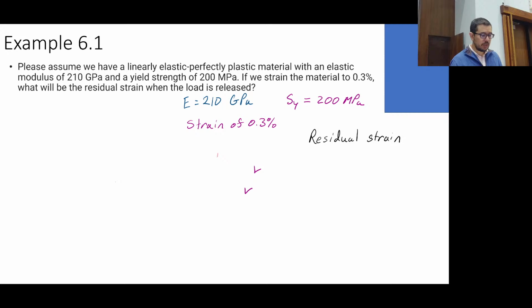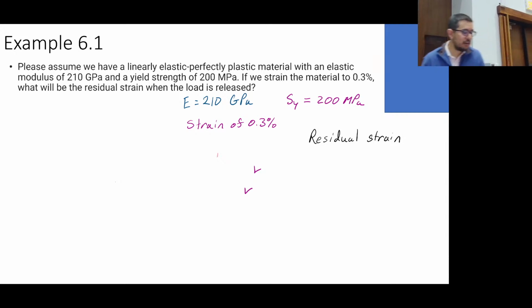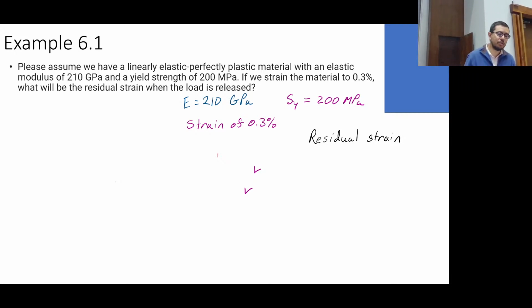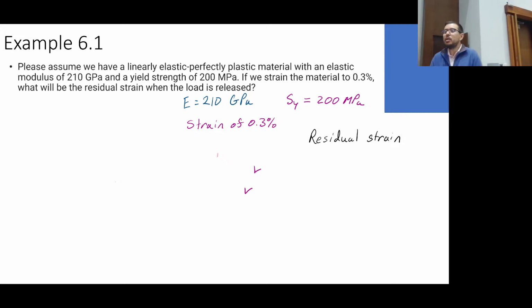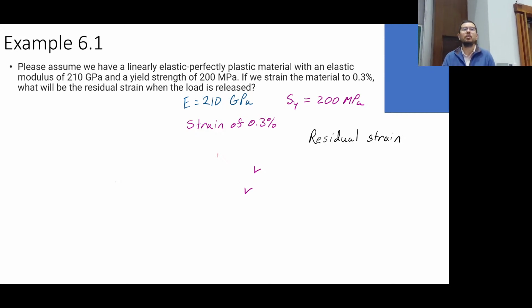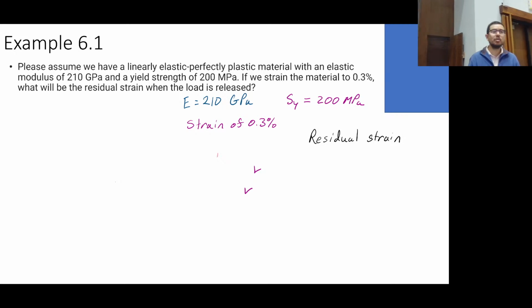Okay, so let's do a little bit of example work. We have a linear elastic, perfectly plastic material with an elastic modulus of 210 gigapascals. What material would this be? If I say it's 210 gigapascals, you say? Steel. Yeah, all right. And it has a yield strength of 200 megapascals.